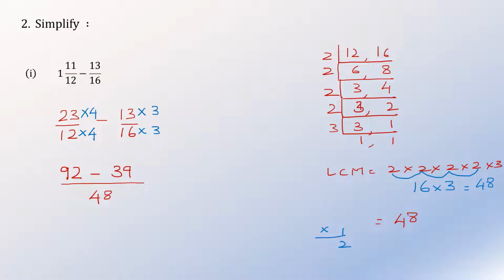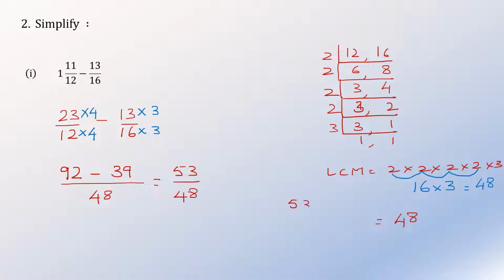Now let's subtract 92 and 39. So let's do that subtraction here. 92 minus 39. So 2 minus 9, we're going to borrow from here. 12 minus 9 is 3 and 8 minus 3 is 5. So we've got 53/48. As you can see, this is an improper fraction. So let's convert it to a mixed number.